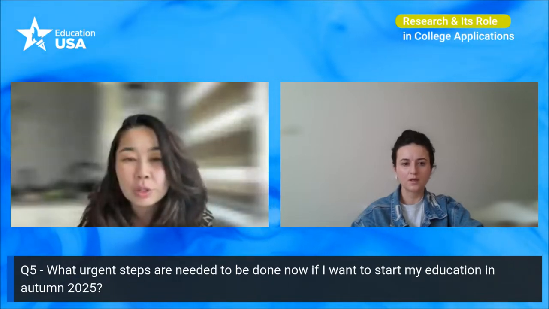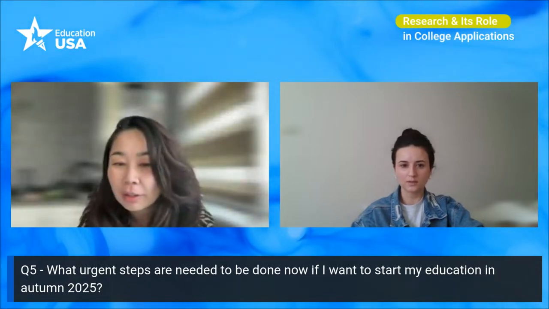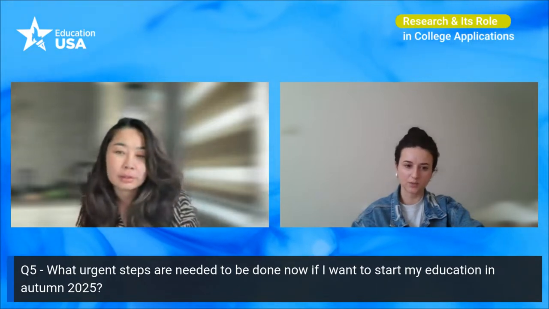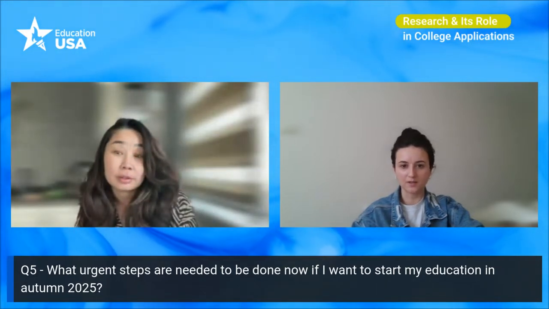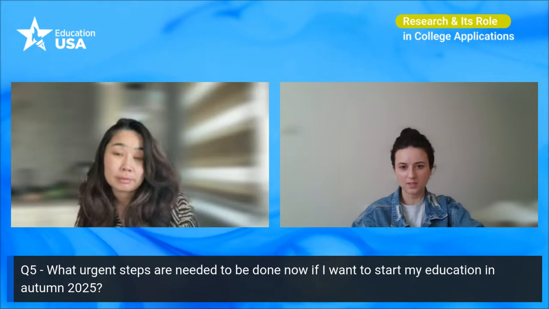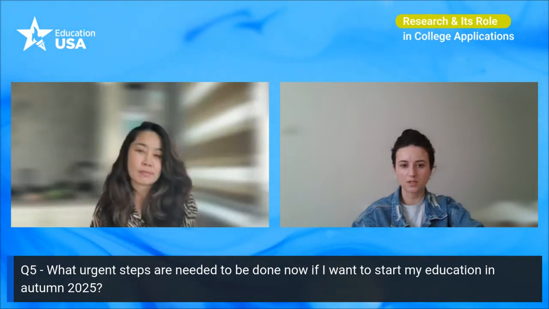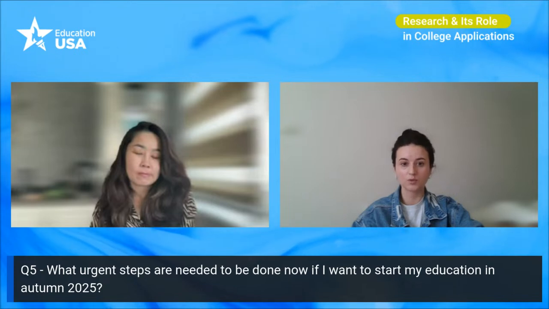The next one is: what urgent steps are needed to be done now if I want to start my education in autumn 2025? I think that's a super relevant question. As I've already mentioned, the preparation process should start one year before, so you are on the right way.